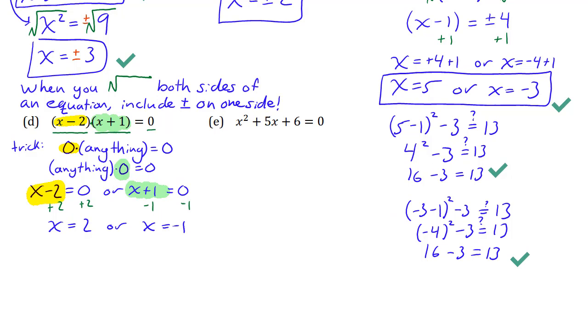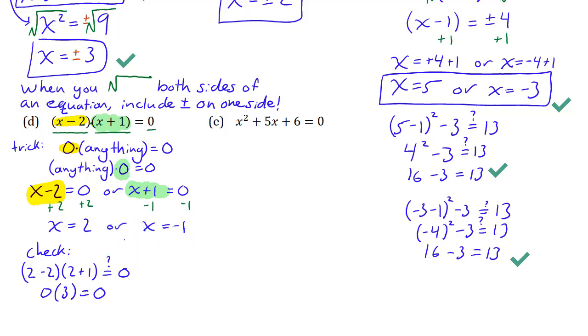So those are the solutions, but let's just check again, because checking is going to help you understand why this process works. So if you plug in x equals 2 here, you're going to do 2 minus 2 times 2 plus 1. Is that equal to 0? Yeah, 2 minus 2 is 0. 0 times 3 is equal to 0, so that works.